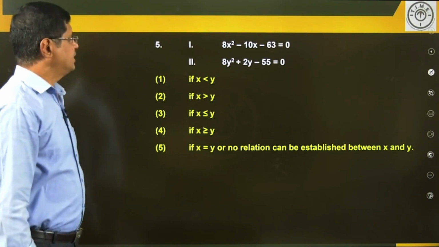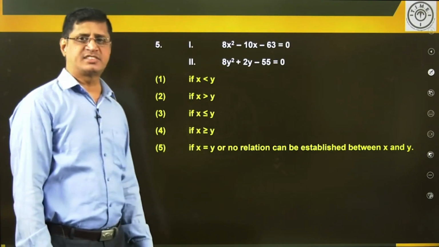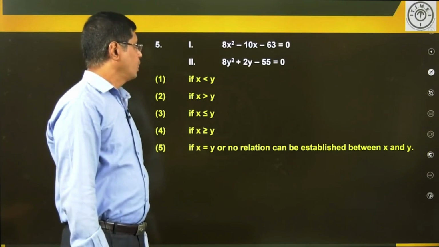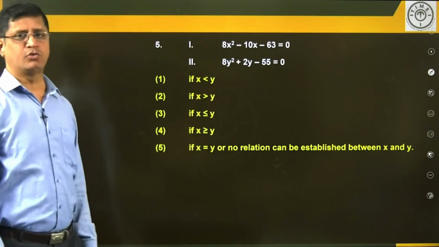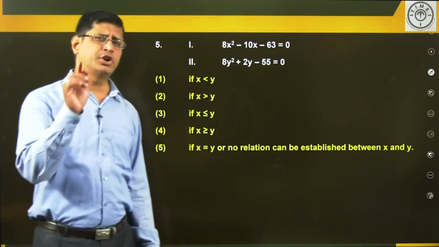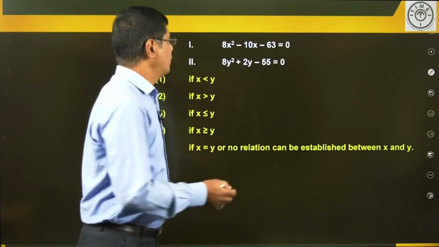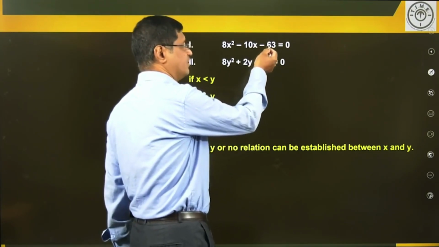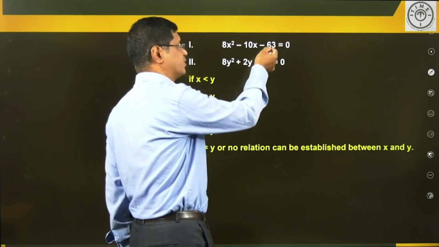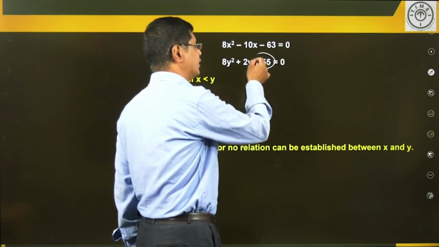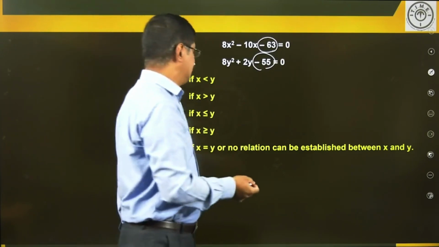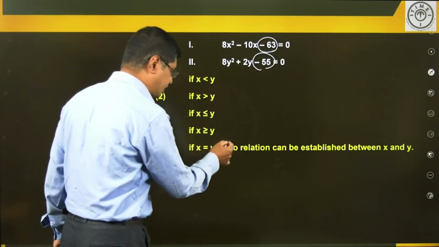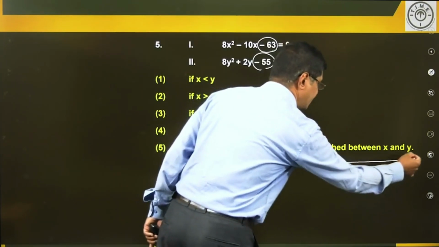8x square minus 10x minus 63 equal to 0. 8y square plus 2y minus 55 is equal to 0. Dear students, remember a simple logic here. When the constant term is negative, directly mark the answer as relation cannot be established.